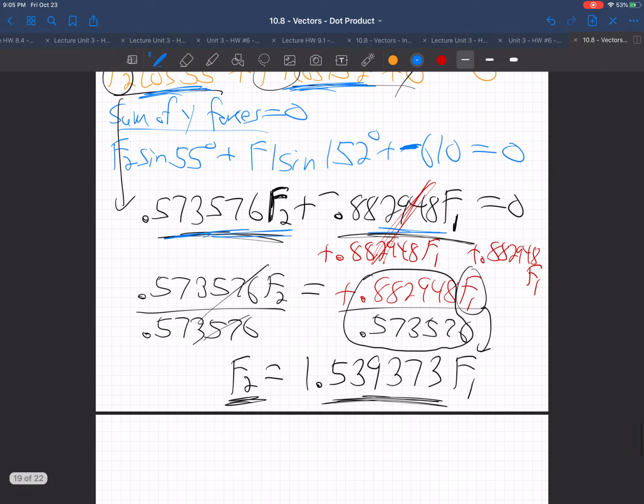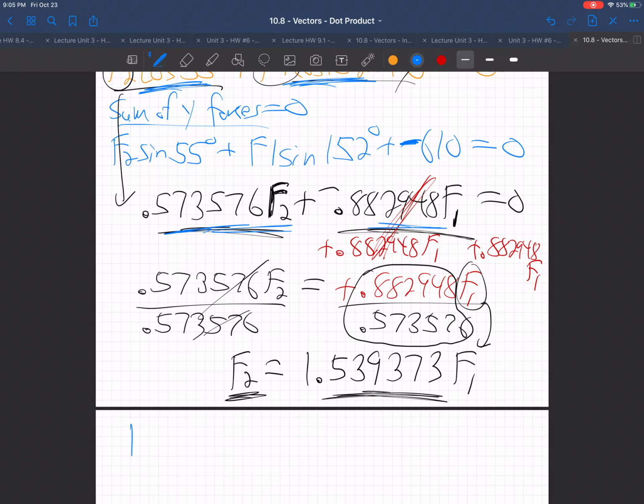You could have solved for F1. It doesn't matter. Let me bring down now F2 sine. It's bringing down this blue one. Now I'm going to use the blue one. Remember how to solve two equations with two letters? You solve for one equation.